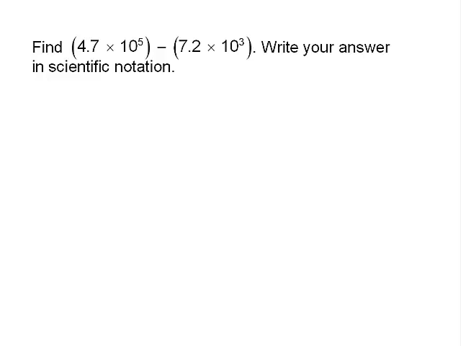Remember, to subtract numbers written in scientific notation with different powers of 10, first rewrite the numbers so they have the same power of 10. Let's rewrite 4 and 7/10 times 10 to the 5th. Start with the number 4 and 7/10 times 10 to the 5th.